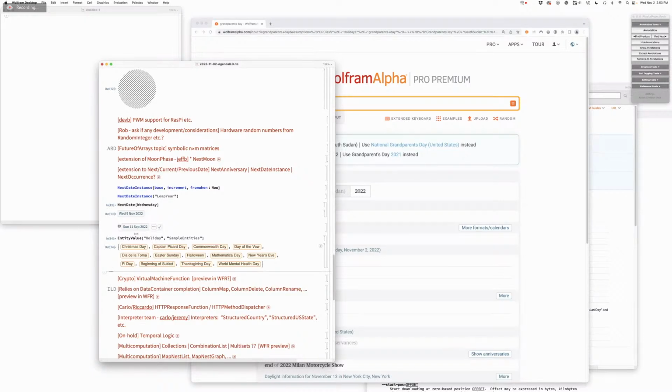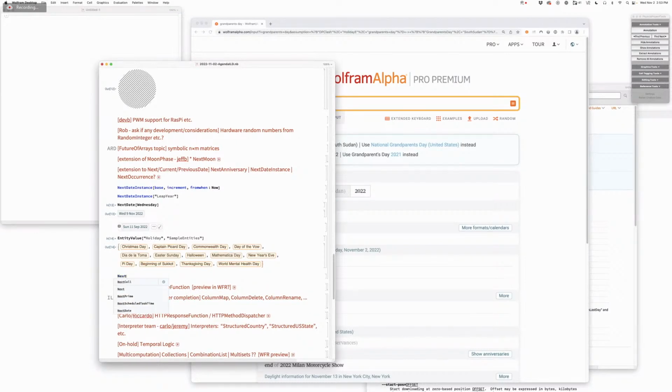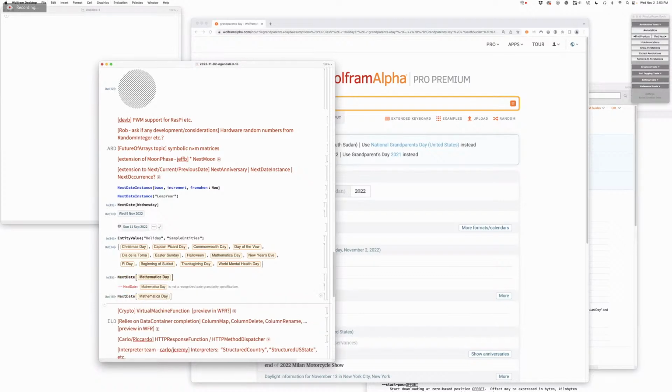Okay, so we have a bunch of these things. If you look at a data set, for example, of any of those holidays, well, let's see, does this work? I mean, if I say next date. Not currently. Okay. So maybe that should work.